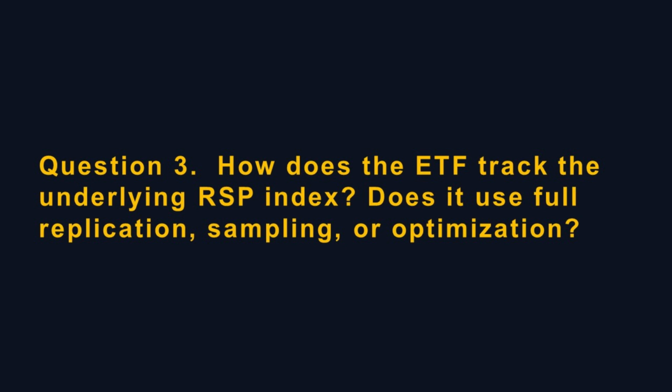Why physical replication for RSP? The S&P 500 Equal Weight Index has a specific characteristic that makes physical replication a practical approach. Large number of holdings: with 500 companies in the index, each with a relatively small weighting, around 0.2%, the impact of buying and selling costs associated with frequent trading might be less significant compared to a smaller index.